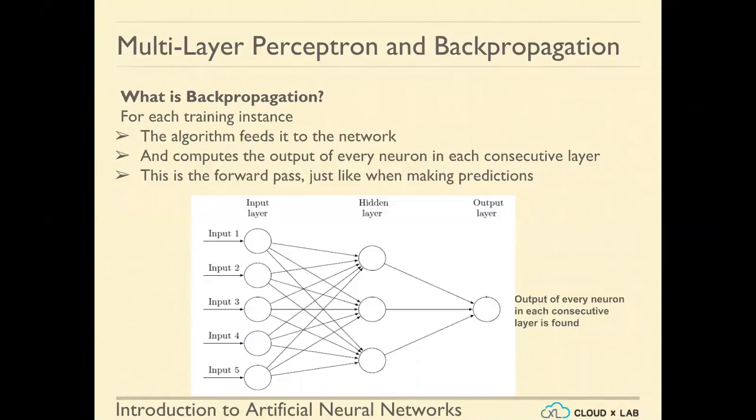One, when I tried to explain backpropagation to other teammates, I found that it's not as difficult a concept as it has been looking. Second, of course, the rest of the sessions depend on it. So it's important that we know about backpropagation. All right, so let's get started.